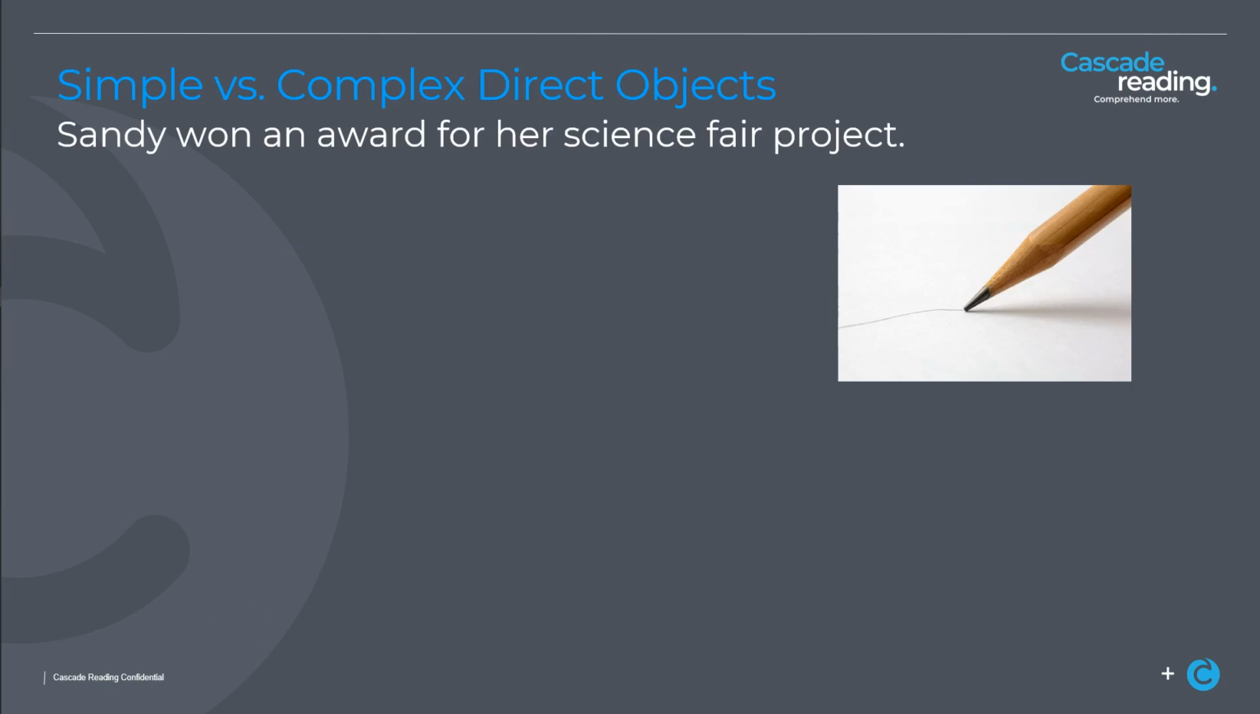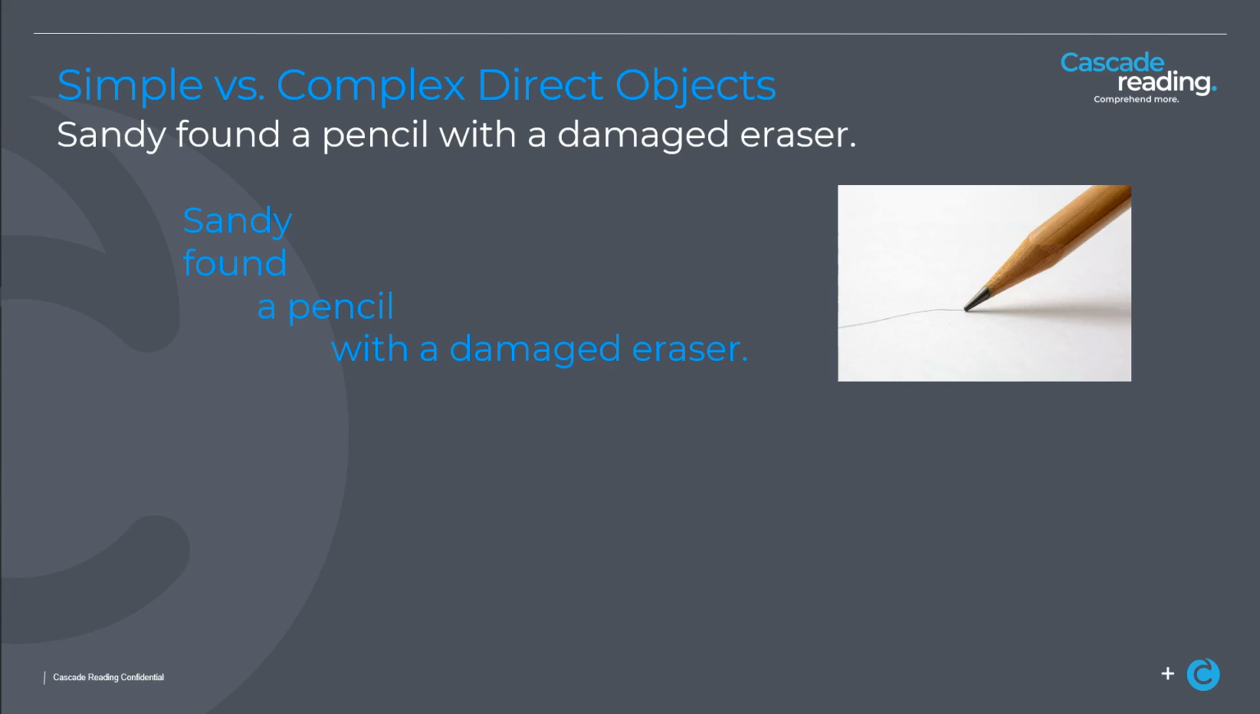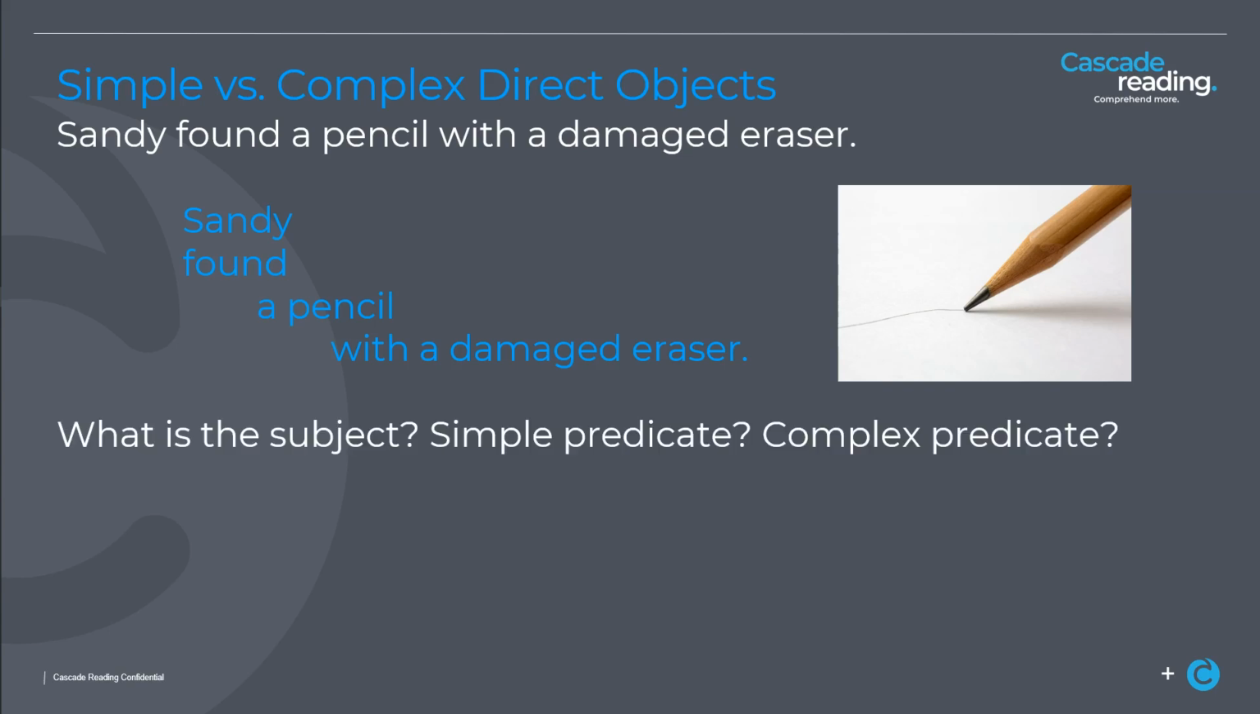Direct objects can also be complex. For example, the sentence Sandy found a pencil with a damaged eraser. Here in the cascade format, we would see Sandy found a pencil with a damaged eraser. Here, what is the subject of the sentence? What is the predicate? Going back to lesson 1, what would be the simple predicate versus the complex predicate? Take a moment and think about the answer. The subject of the sentence is Sandy. And the simple predicate is found, since found is aligned with Sandy. It describes what Sandy did.